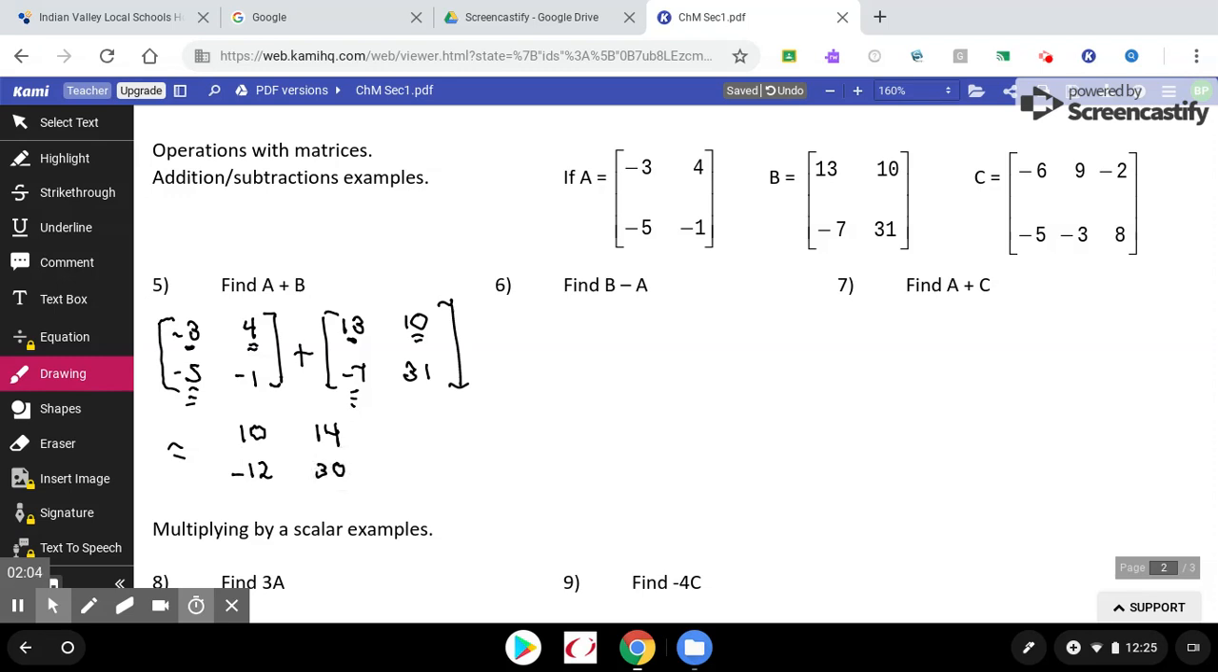Too good to be true? Well, for once it isn't. Just put the little brackets around. Again, brackets stand for matrices. So yeah, believe it or not, it's that simple.